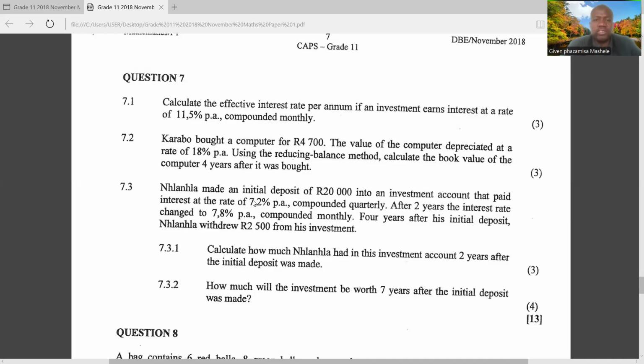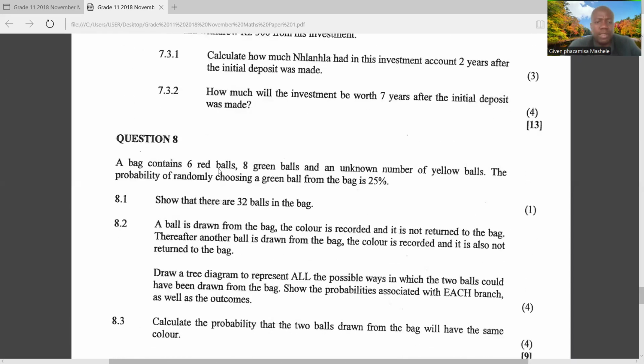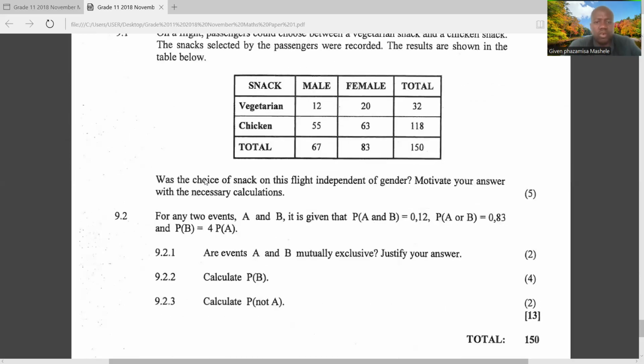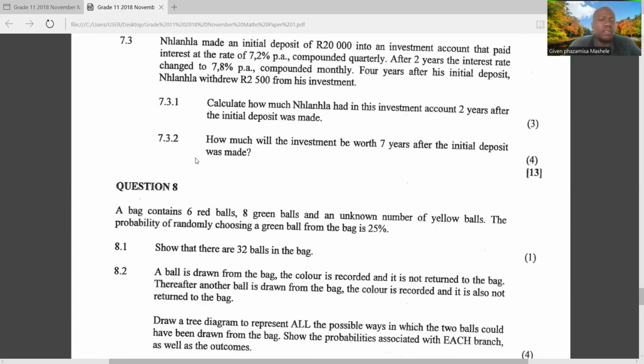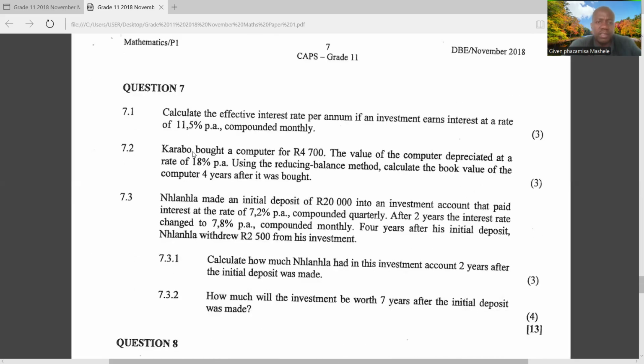Let's now start with question 7, which is financial maths. After question 7, we'll move on to question 8, which is probability, and also question 9. Right. In question 7.1, it says, calculate the effective interest rate per annum if an investment earns interest at a rate of 11.5% per annum compounded monthly.